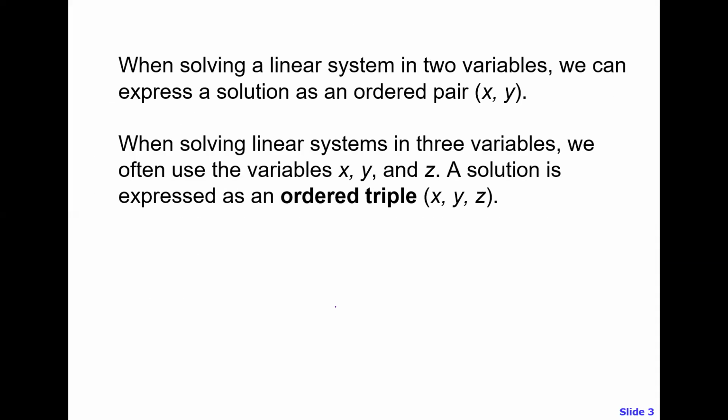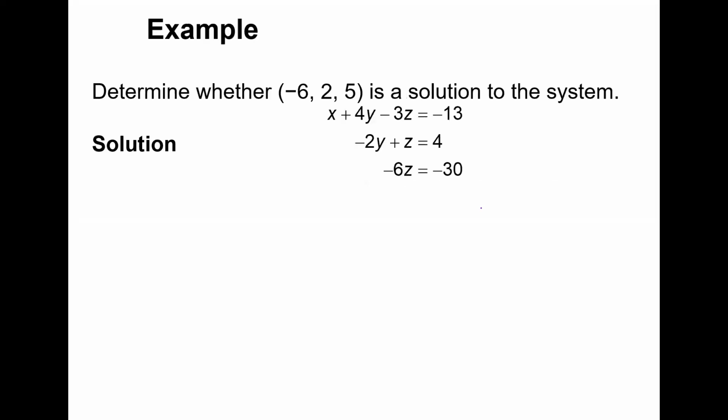So when we're solving a linear system in two variables, which we've done, we can express the solution as an ordered pair x comma y. Now, when we have a system of three equations, we're going to have three variables, and we usually use the variables x, y, and z. So the solution is now going to be an ordered triple instead of an ordered pair, and it's going to be x comma y comma z.